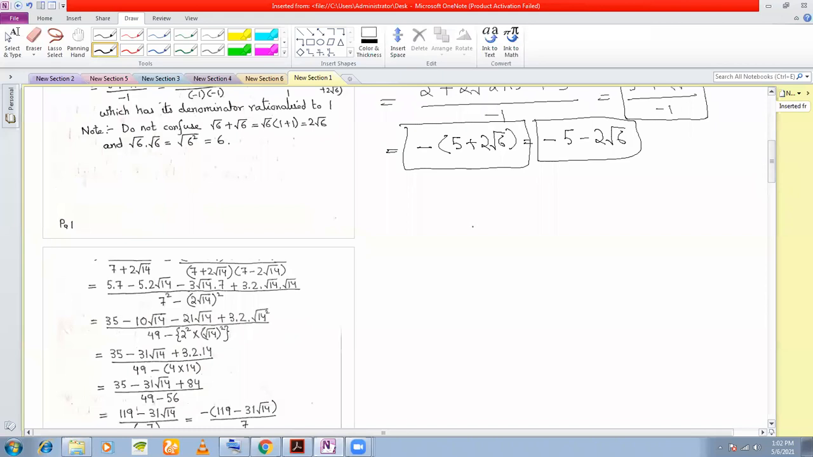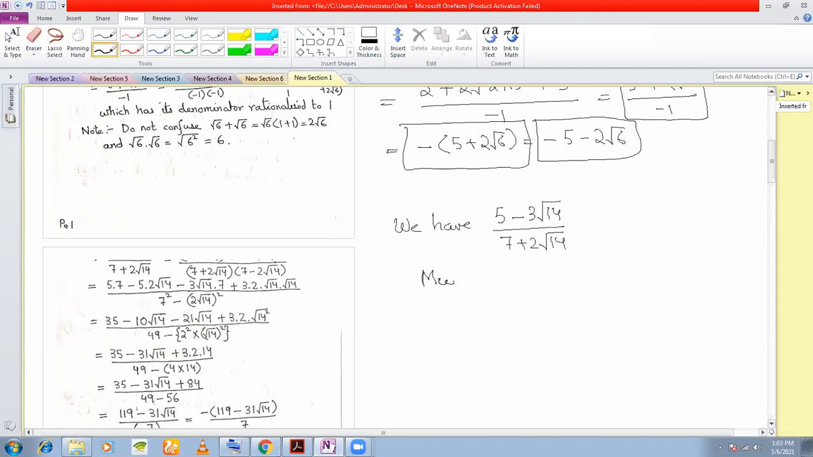To the next one. Again, we have to rationalize the denominator of this. So let's start this problem. The problem here is, although it is cut in the scanning part, I'll just write the problem. We have (5 minus 3 root 14) divided by (7 plus 2 root 14). Okay, so here you multiply the numerator and denominator by the rationalizing factor.